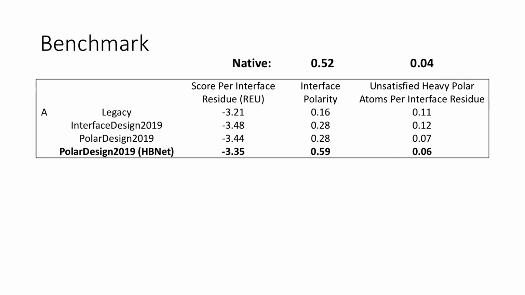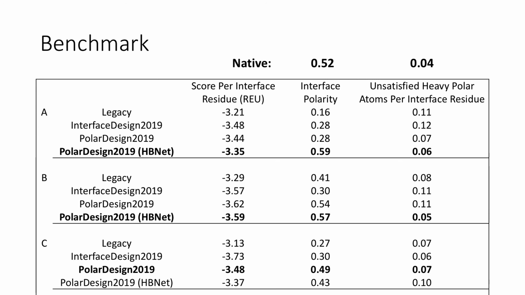And then finally, when you proceed with HBNet, there's another small hit in Rosetta score, but it's still better than where we started. Interface polarity is much closer to native. In fact, in protein A, it overshot native. And while doing so, it still lowers the number of polar atoms per residue that don't have hydrogen bonding partners. It's easy to think that when this number shoots up, this will also shoot up. But this actually goes down, which means that we're handling our polar atoms responsibly.